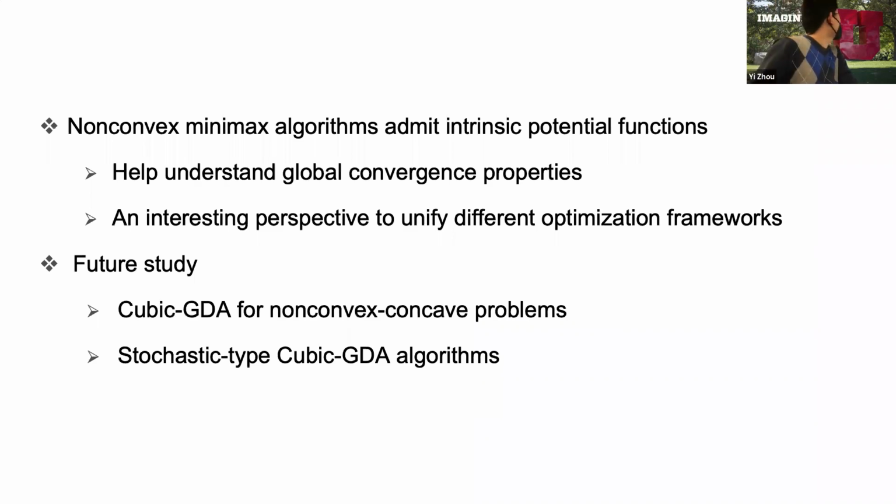And so I will give a very quick conclusion of this talk. Basically, we showed that the three minimax optimization algorithms that we talked about all admit an intrinsic potential function, which can be leveraged to prove and understand the global convergence properties of these algorithms. So this might be a very interesting perspective to unify the different optimization frameworks.